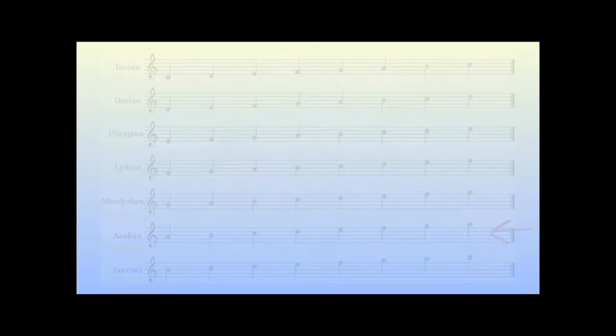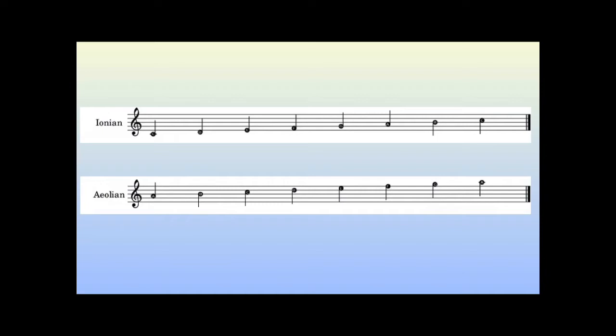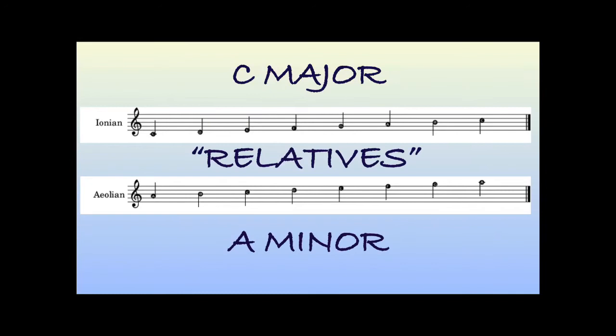We see these two scales isolated here, Ionian, which moves from a C to a C, and Aeolian, which moves from an A to an A. C major on the top, A minor on the bottom. These are relatives because they share the same key signature.